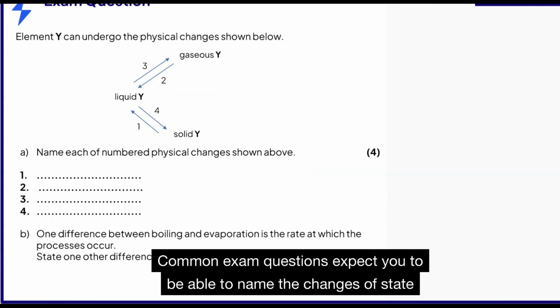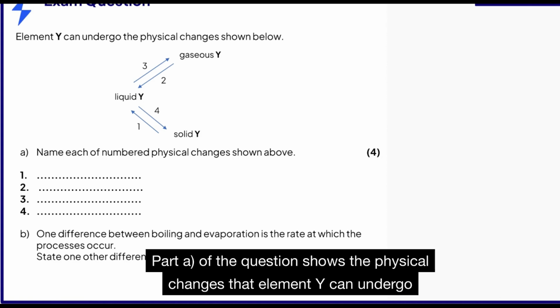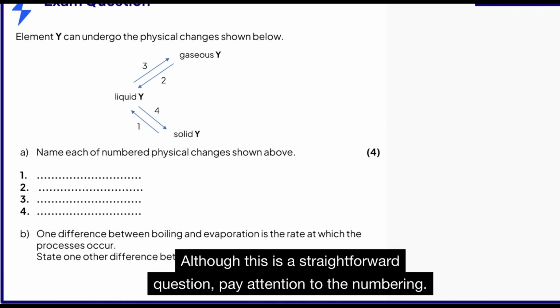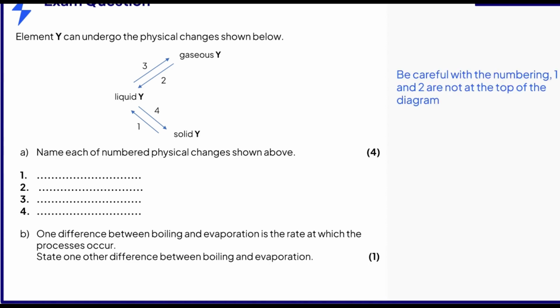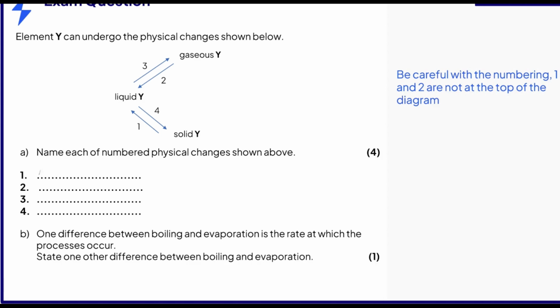Common exam questions expect you to be able to name the changes of state occurring for a given substance. Part A of the question shows the physical changes that element Y can undergo, and you are asked to name each one. Although this is a straightforward question, pay attention to the numbering. Students often identify the correct changes of state but write them in the incorrect order.